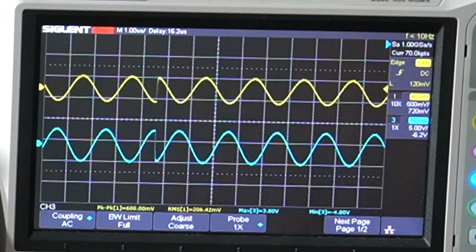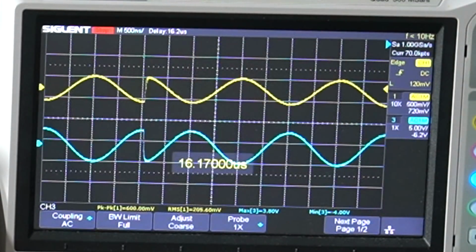The output is inverted, but we can see that the output signal very closely followed the input signal, so there was no lag or anything. The output followed the input exactly.